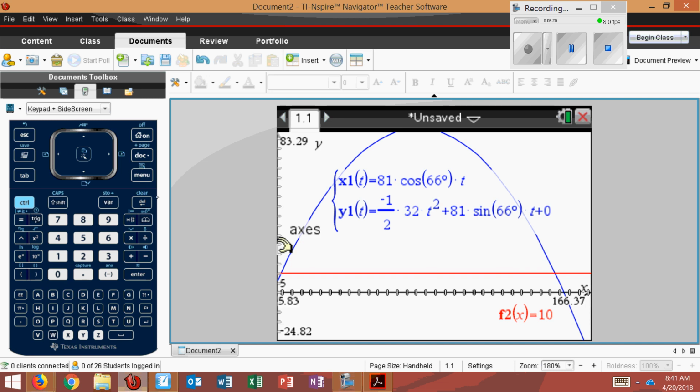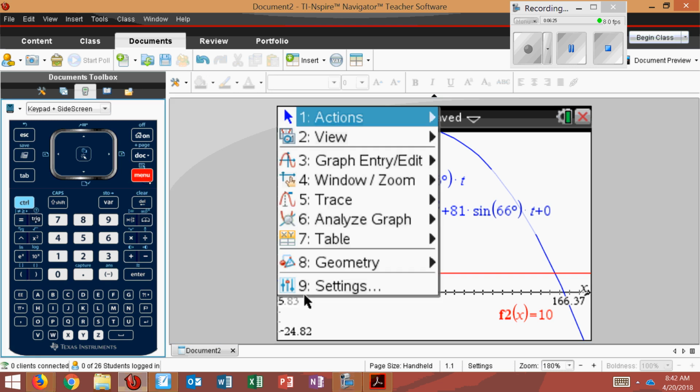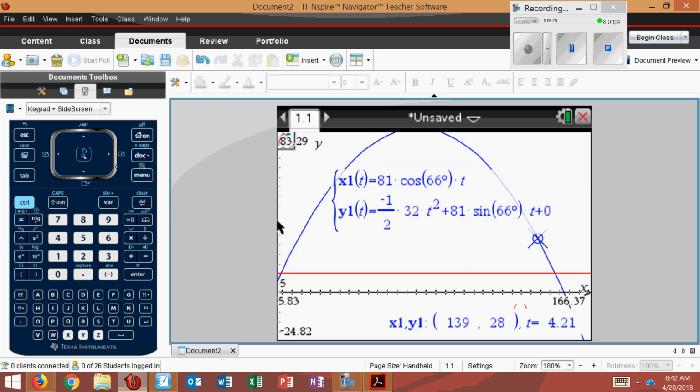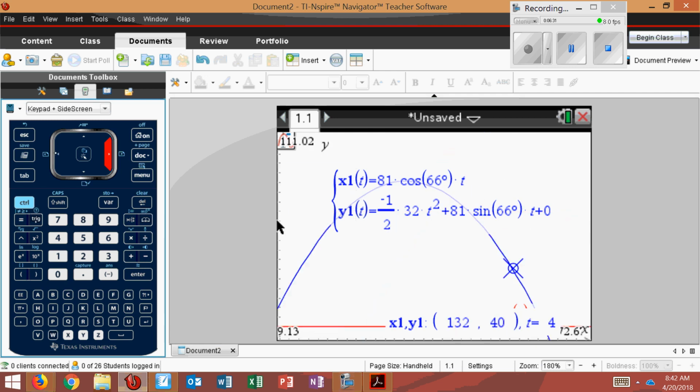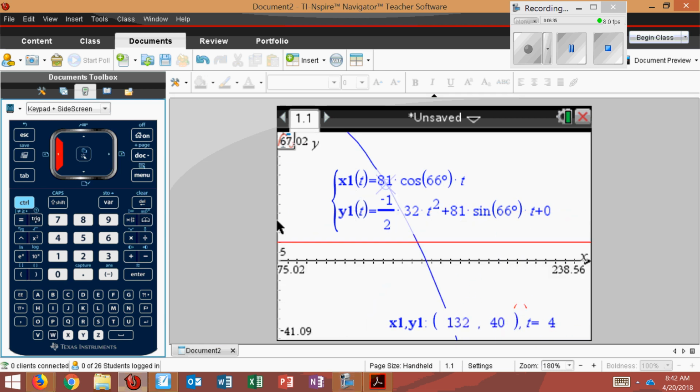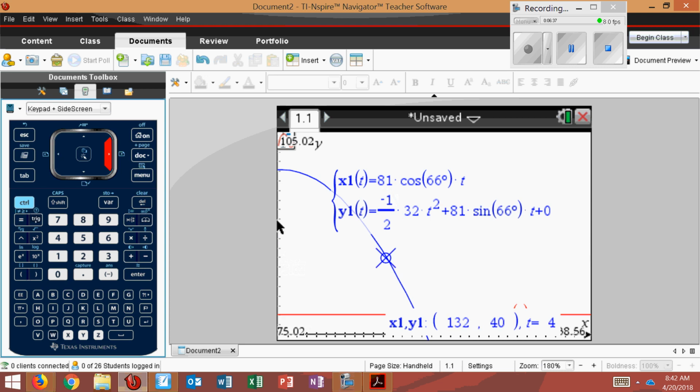Unfortunately, I can't do intersection. I had these with the parametric and a function type graph, but I can trace this. So I want to trace this graph. And as I trace it, I'm going to be looking, whoa, calculator's going crazy. I want to look for how far this graph is in relation to that red line down there.